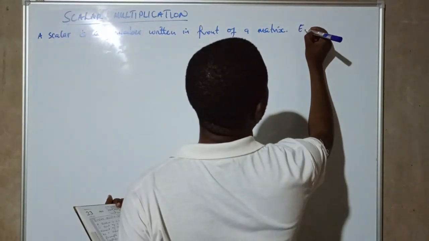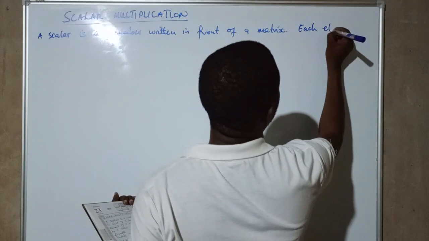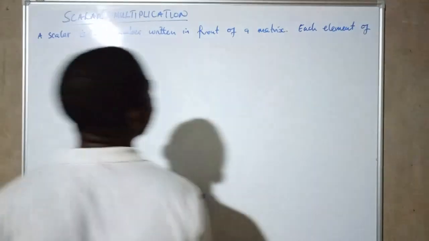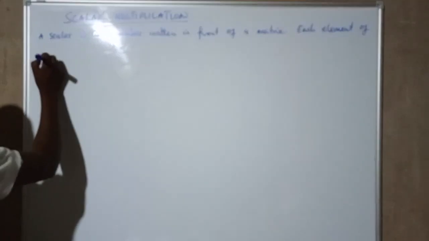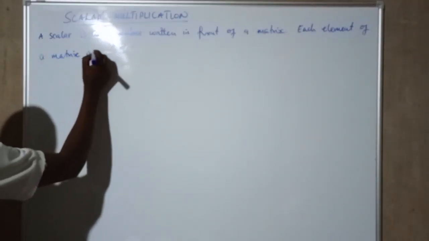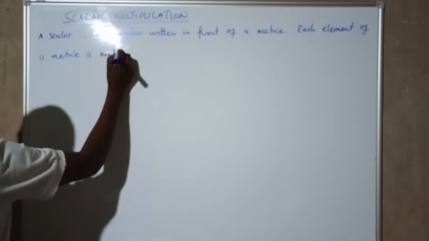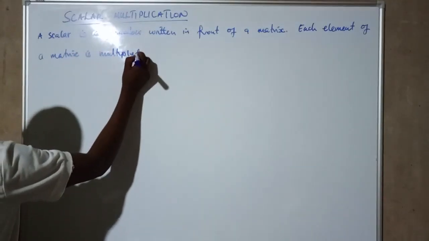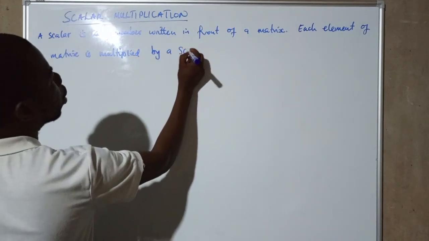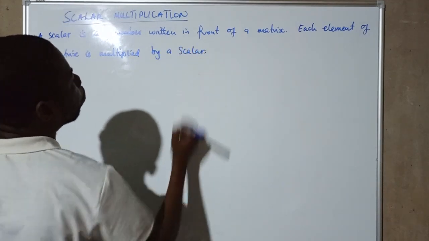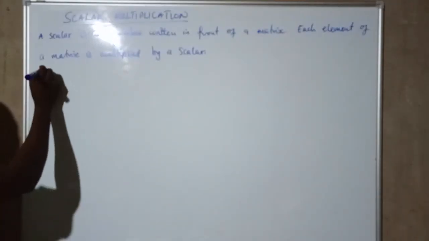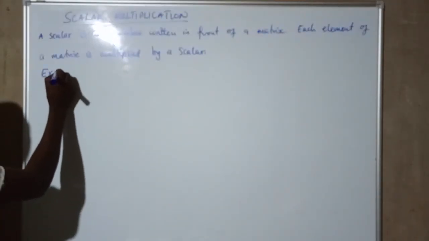So each element of a matrix is multiplied by a scalar. So that's what we mean. Example here is this.